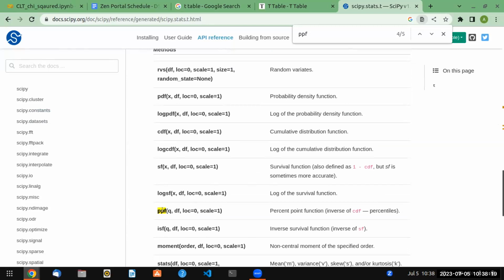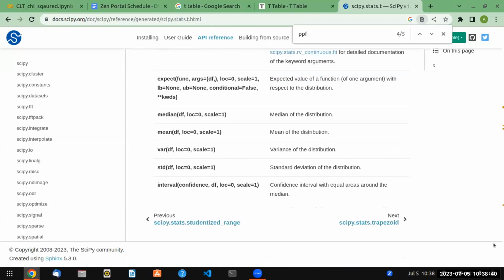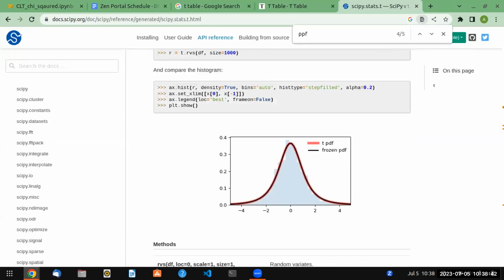So the ppf method takes Q, df, then location, then scale. I think this is the mean and the standard deviation you are looking for. Q means what? Percent point function. Okay, try to explore this on your own, guys. Let's not waste time now.